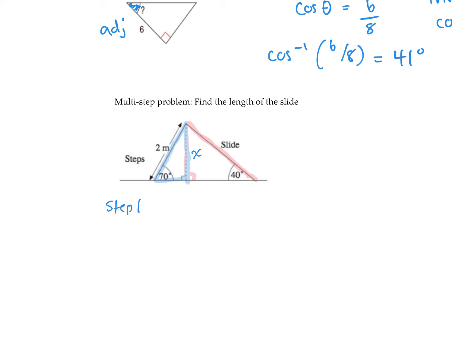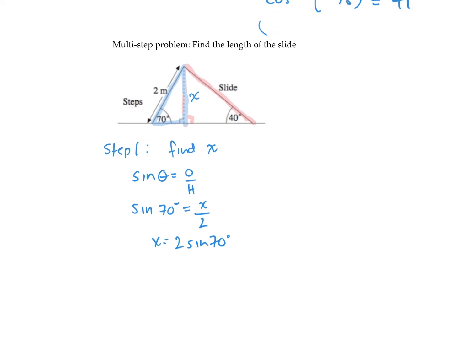So step 1, I'm going to find x. The angle given is 70, x is opposite, and I have the hypotenuse 2. So I pick my ratio, which is sine. The angle given is 70, the opposite side is x, and the hypotenuse is 2, and we're going to solve for x. So we'll cross multiply. 2 times sine 70, and we get a measure of 1.88.